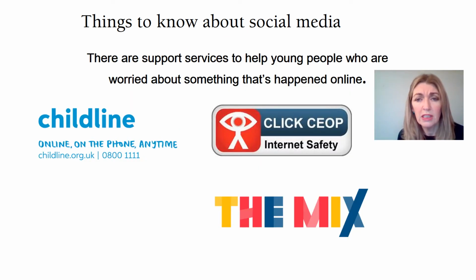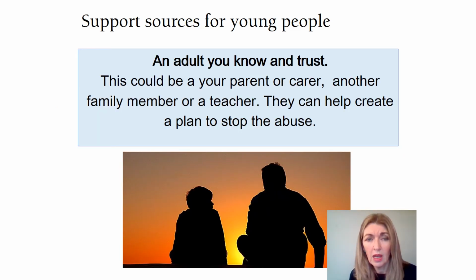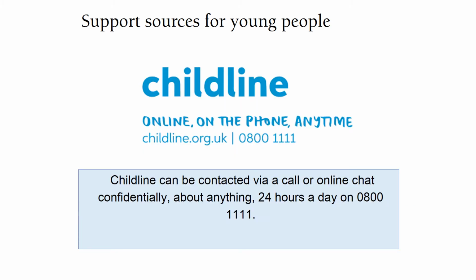There are support services to help young people who are worried about something that's happened online. You can see these support services at the bottom of this slide. And you can also tell an adult you know and trust. This could be your parent or carer, another family member or a teacher. They can help to create a plan to stop the abuse. Support services for young people also includes Childline. So this service offers lots of information about wellbeing, but also internet safety, online safety, and they can be contacted using the details on screen.